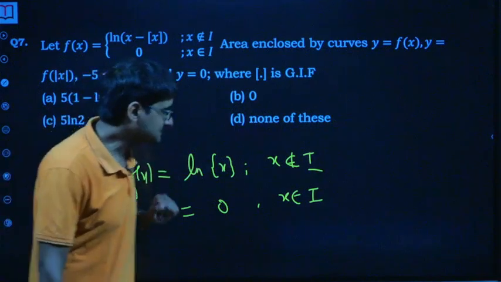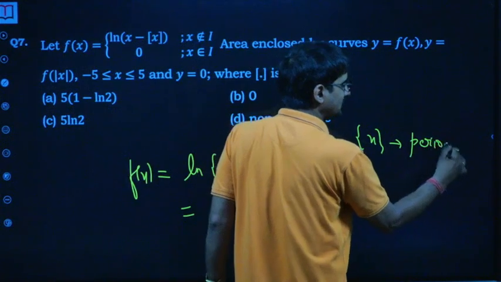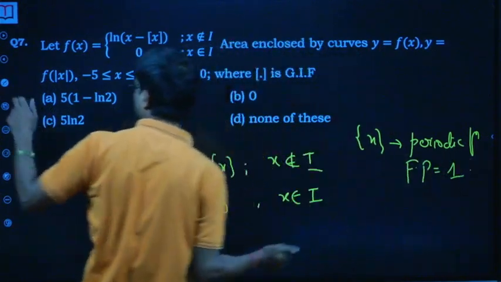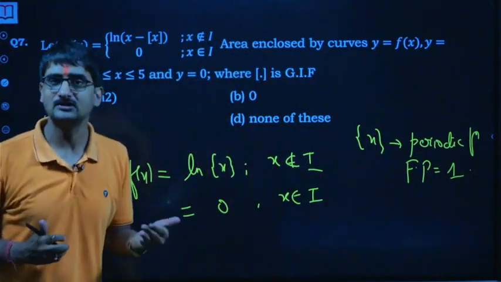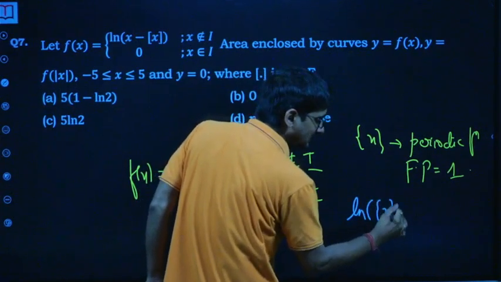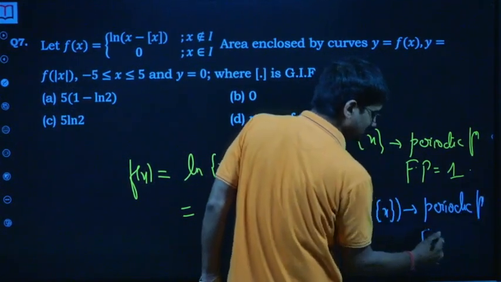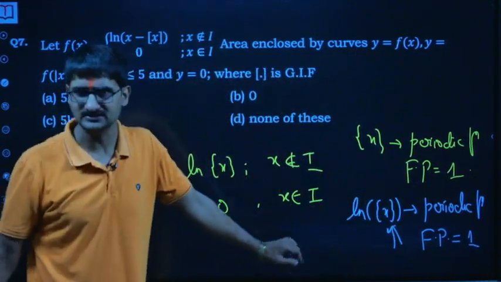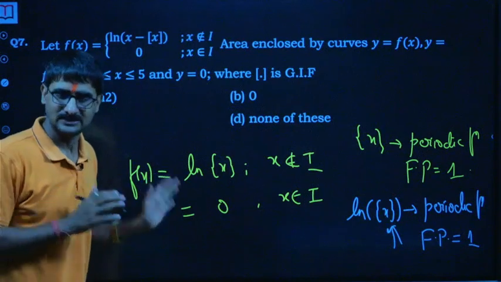Now, see, we know that the fractional part of x is a periodic function with fundamental period 1. All of you agree? Fundamental period 1. And then we have a property which says that if we put a periodic function inside a non-periodic function, that is again a periodic function. Hence, by that logic, ln of fractional part x is again a periodic function with the same fundamental period as that of the fractional part of x, in this case at least. So f(x) is a periodic function.